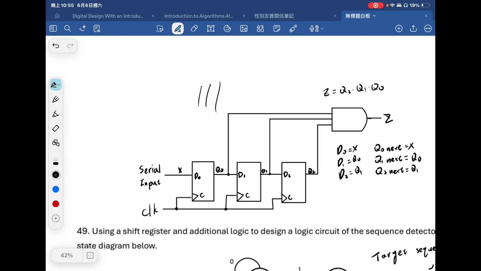So when Q2, Q1, and Q0 are all equal to 1, the output Z becomes 1. If any one of them is 0, then output Z will become 0. So the complete circuit is a 3-bit shift register plus a 3-input AND gate.